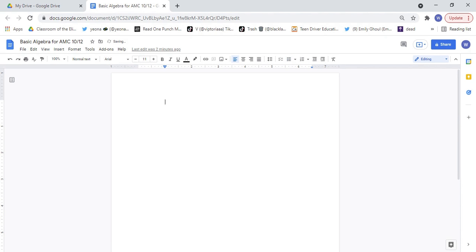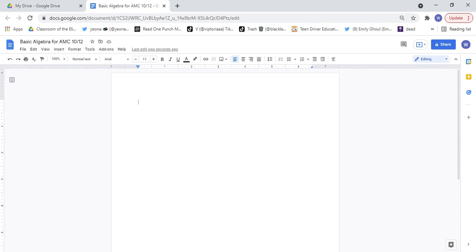So algebra is one of the most used topics in the AMCs. So I think it's important to go over some of its basic concepts. And this will be by no means an exhaustive list. This is just some of the things I feel are most important and most foundational that you should know. So the first thing that I think you should know about are just basic identities, how to manipulate them, what they are, and things like that.